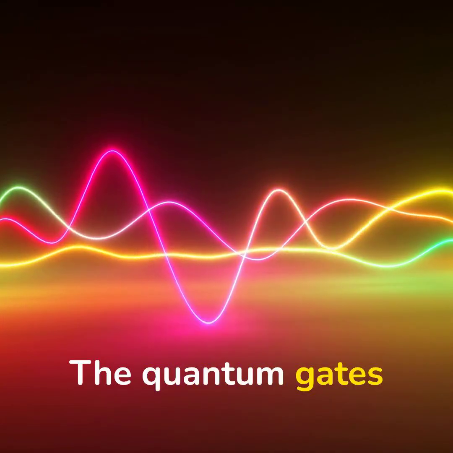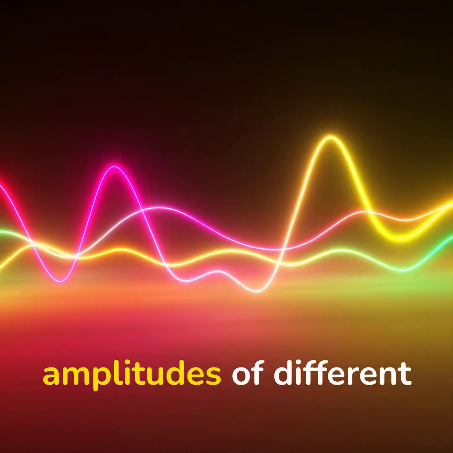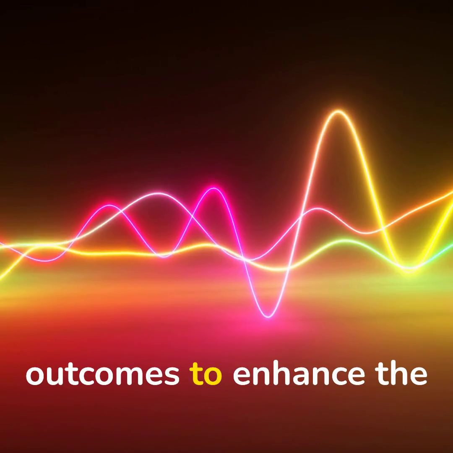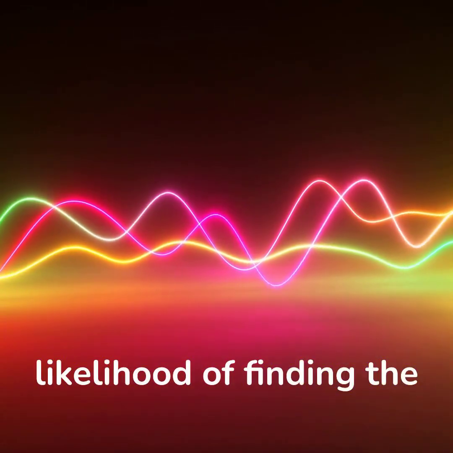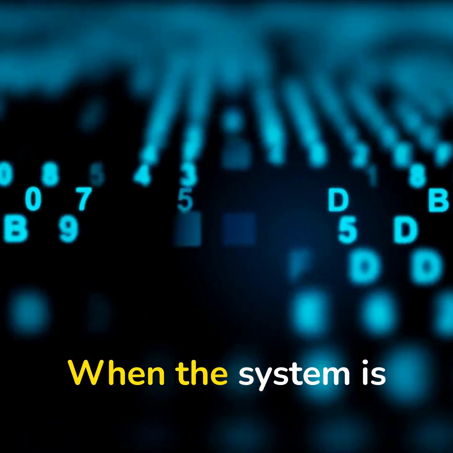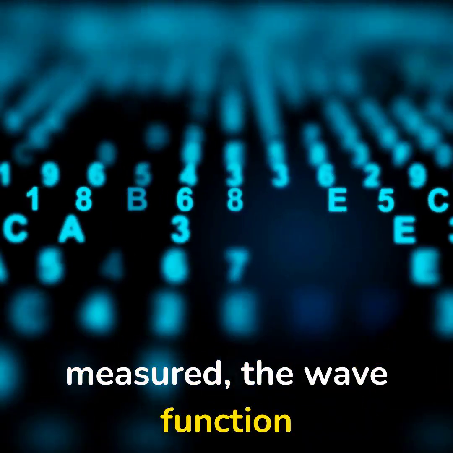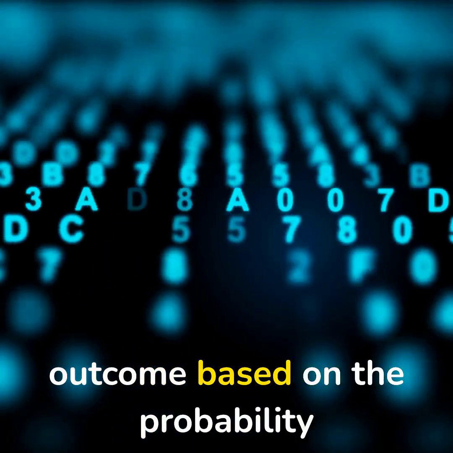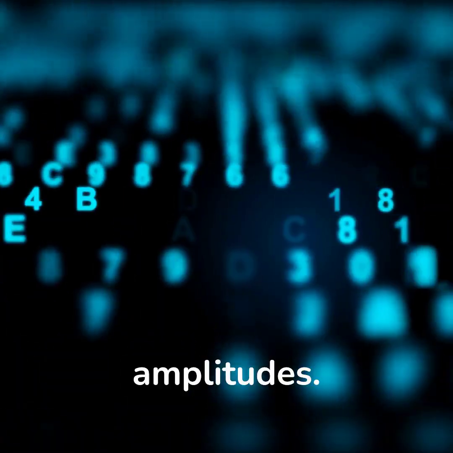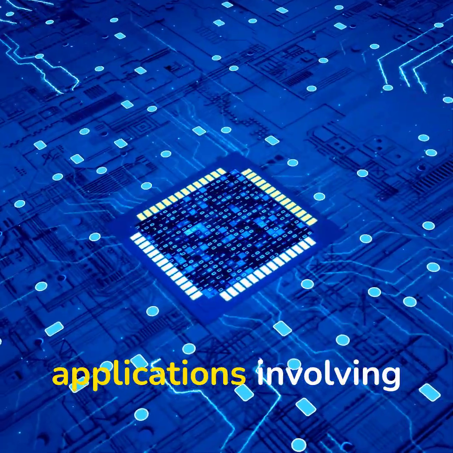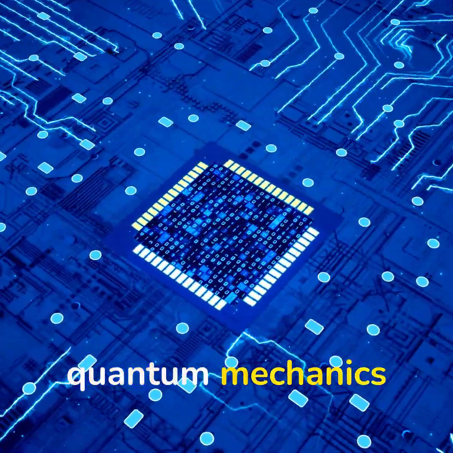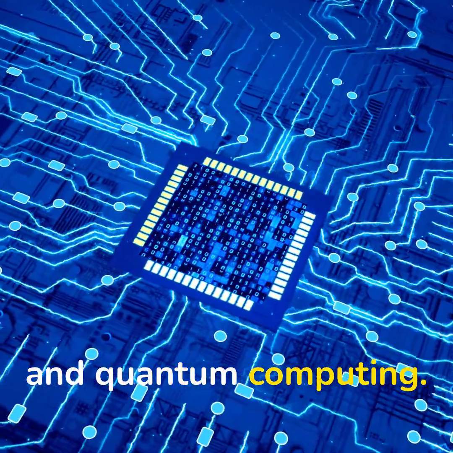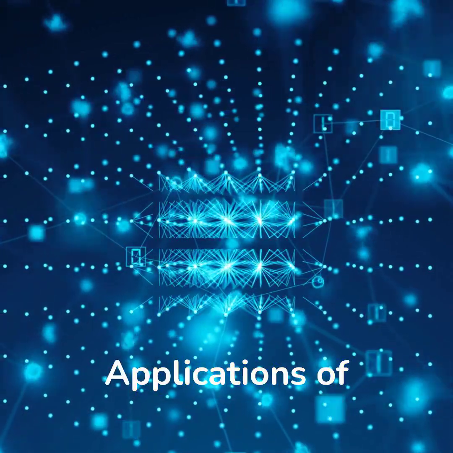The quantum gates adjust the probability amplitudes of different outcomes to enhance the likelihood of finding the correct solution. When the system is measured, the wave function collapses and the qubits present a single outcome based on the probability amplitudes. Let's examine some applications involving quantum mechanics and quantum computing. Applications of superposition.